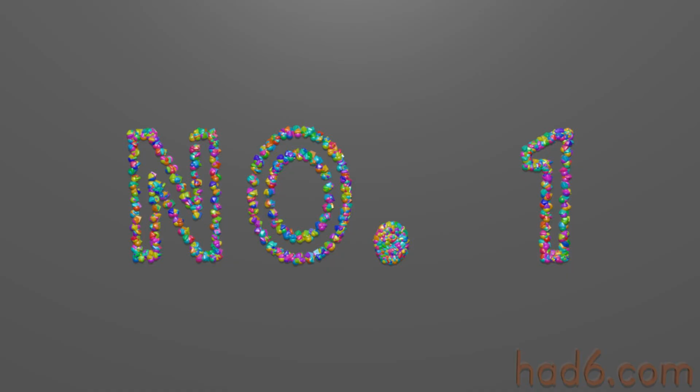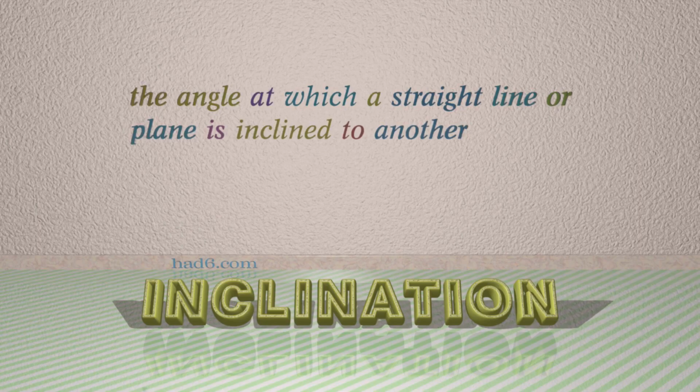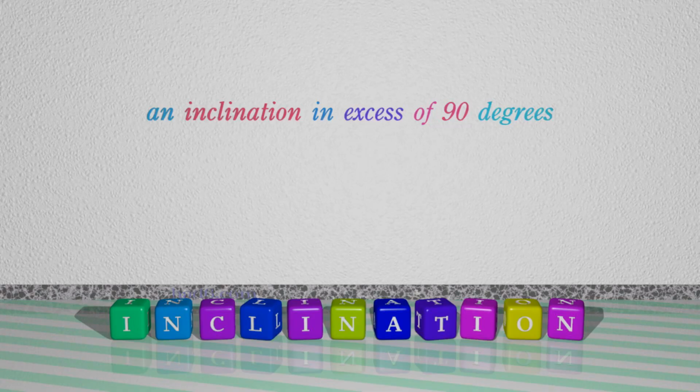Number 1. Inclination, which means the angle at which a straight line or plane is inclined to another. Inclination. For example, an inclination in excess of 90 degrees.